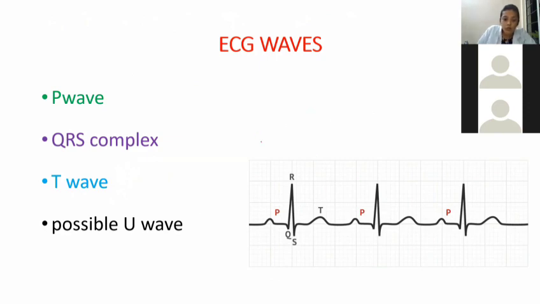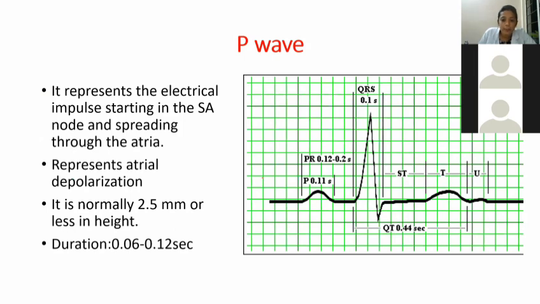You know the waves in ECG are the P wave, you can see in the image, then the QRS complex. The PQ segment is this one. In the QRS complex, you can see, then the T wave is also present. Sometimes a U wave can also be there. So this is about the waveform. Let's discuss each wave in detail, when it will appear, everything we will discuss. So first one is the P wave.